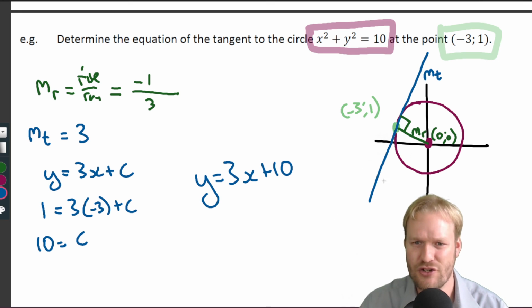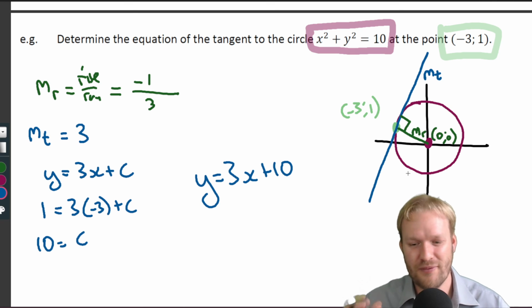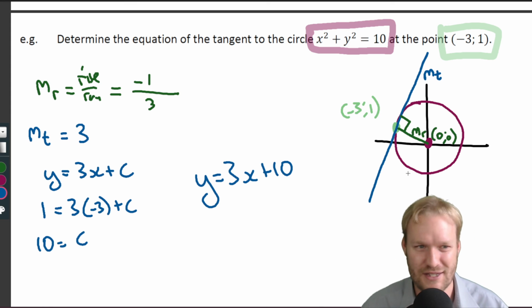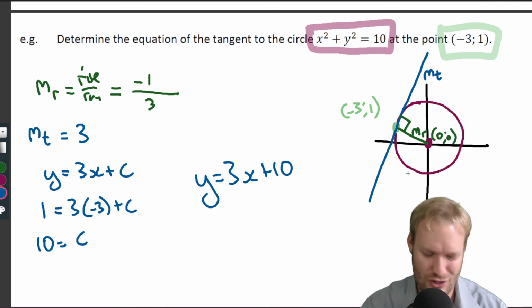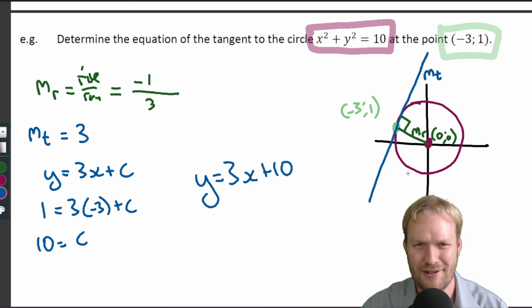And our sketch, I can trust enough to know that we should have a positive y-intercept, a positive c value. If we got c equals -10, it doesn't work with our sketch. So you're always just checking these things at the same time. Okay, that's it for the first one, just getting into tangents. See you in the next one for another good example.